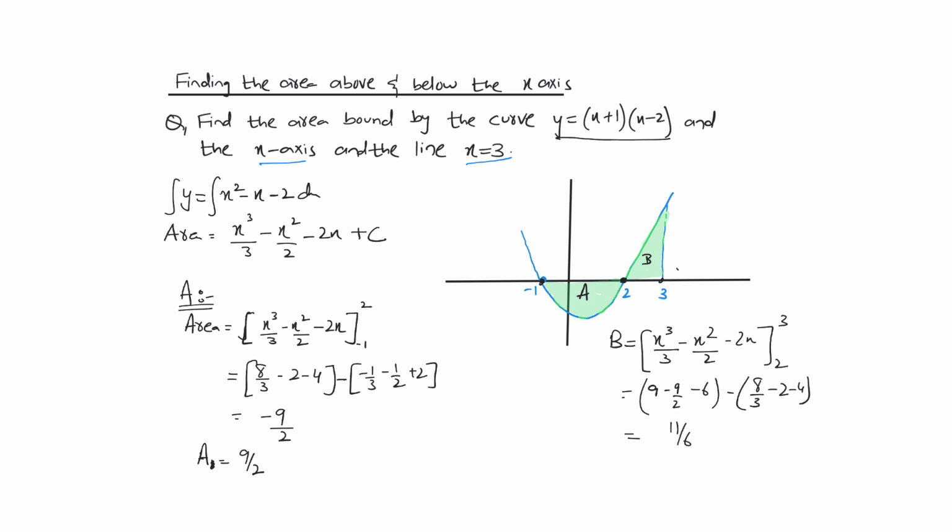So the total area is the area of region A plus the area of region B. So 9 over 2 plus 11 over 6 is 19 over 3 units square. That's your final answer.